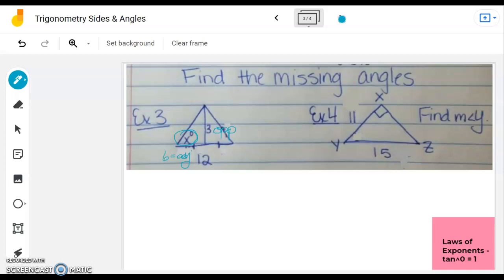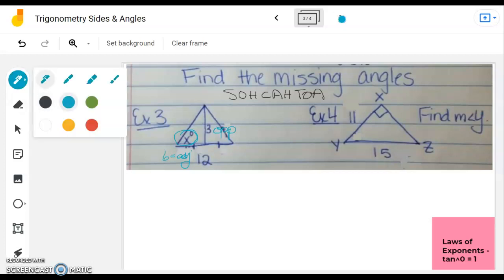All right, so now I've got my opposite and adjacent side, and I need SOHCAHTOA. Want to write that at the top. SOHCAHTOA. So I need opposite and adjacent. Opposite and adjacent, that's going to be my tangent function. All right, so I'm going to have the tangent of x degrees. Still writing that same ratio, opposite over adjacent. So that's going to be 3 over 6.